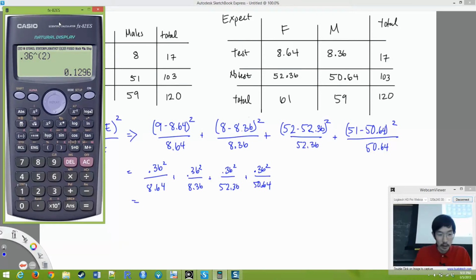So I'm going to do that. 1296 over 8.64 plus that over 8.36 plus... Alright, okay, so my chi-squared statistic is very, very small, 0.0355.